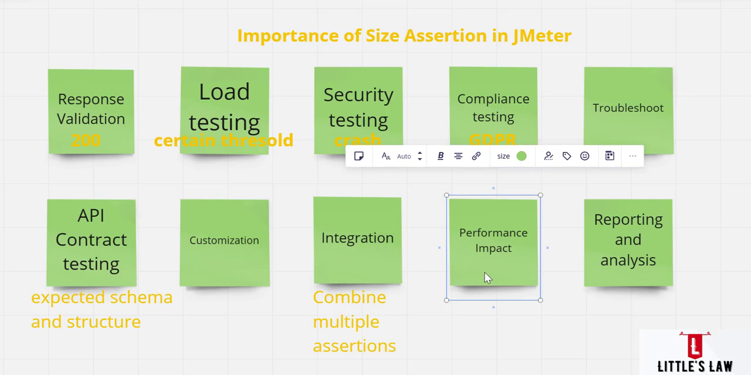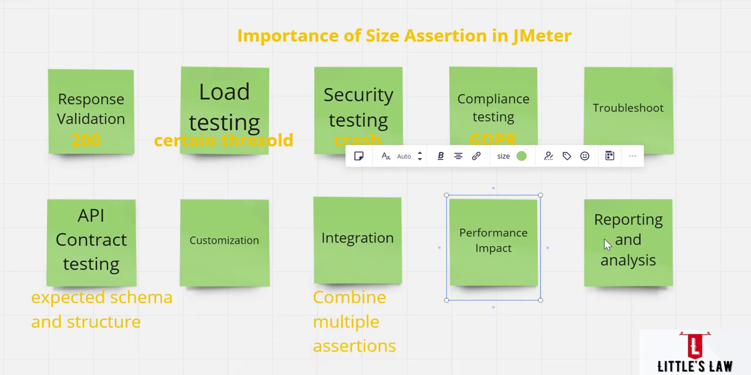So keeping in mind that the size assertion can have a performance impact on our test, especially if we are testing large responses or running tests with high concurrency, we should use the assertion judiciously and consider disabling it for certain scenarios, such as when running tests with a small number of users or when testing very simple APIs.